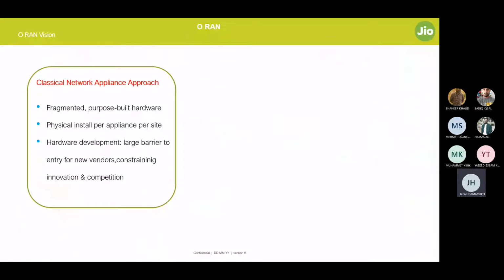Second, it's physical install per appliance per site. If you want to add a new functionality to your RAN infrastructure, you need to add this functionality to each site, per site. Hardware development rather than software development can bring a large barrier to entry for new vendors, constraining innovation and stifling competition. So almost no competition, no innovation.